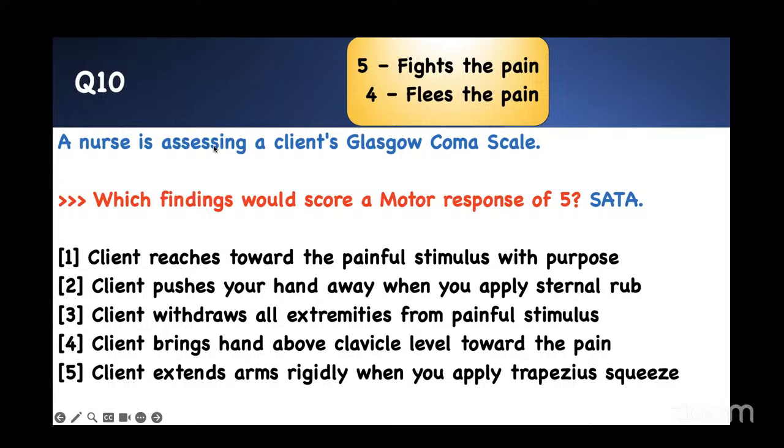If somebody is localizing something, that means I'm going to the problem, trying to figure out why you are pinching me. If I'm sitting there and you're pinching me, I want to turn to you and say, look at you. So I'm not pulling away. So I call it what? If you fight the pain, you're getting the 5. So anybody that fights the pain is going to get 5.